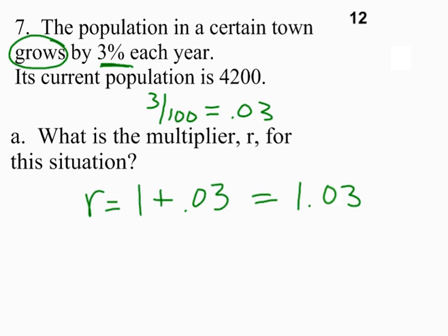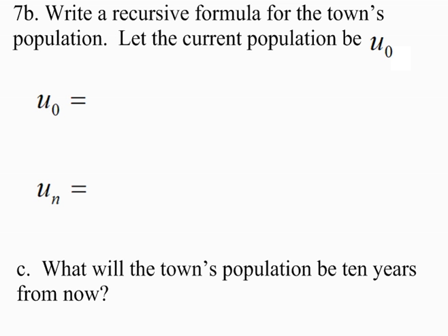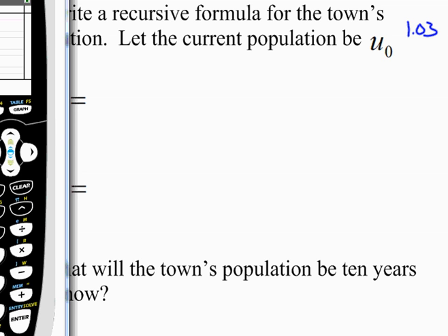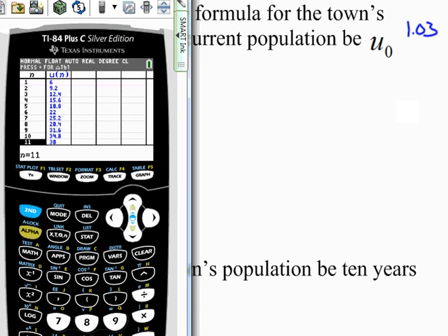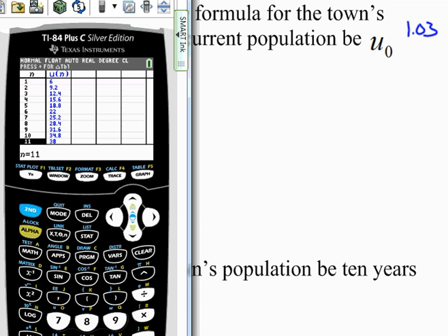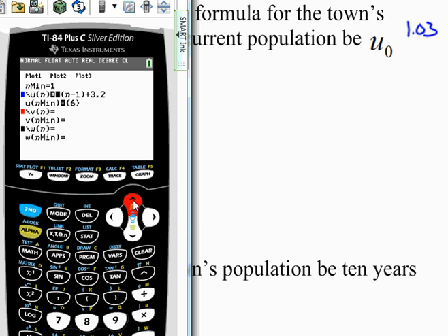Now we want to take this and write an equation for it. So if I know my common multiplier was 1.03, I need to now do u sub 0. Okay, this is a little different from our u sub 1. Story problems, we generally start with u sub 0, which means when we go to our calculator over here, we're going to have to go back to our y equals, and now up here, I want you to put a 0. So put a 0 there in place of your 1.